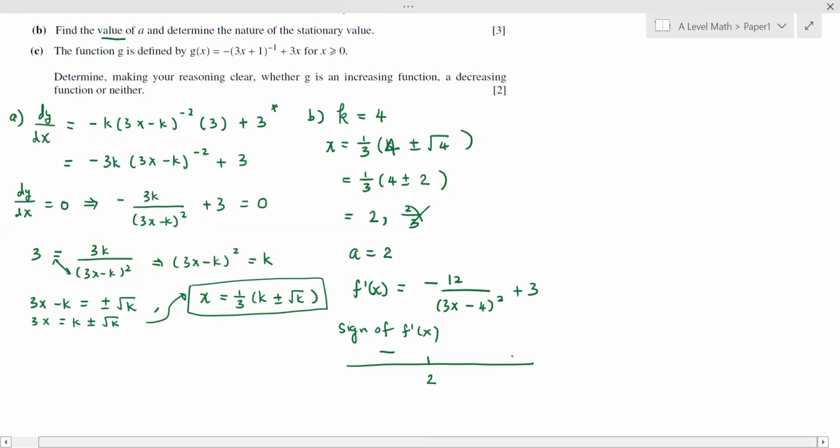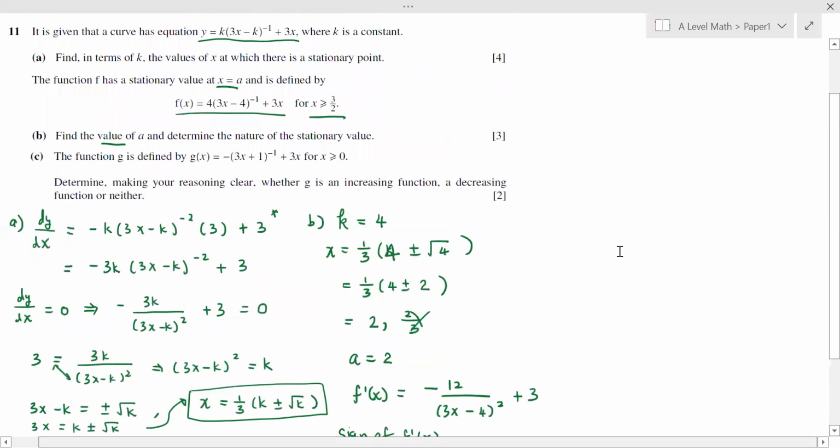Now let's say x is 3, to the right of 2. If you replace x with 3, we see that f prime x is positive. A negative and a positive, meaning that at x equals 2, there is a minimum. So we say that there is a local minimum here when x is 2.